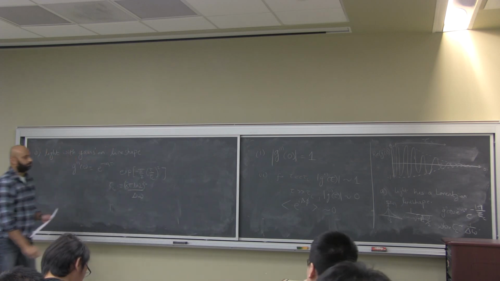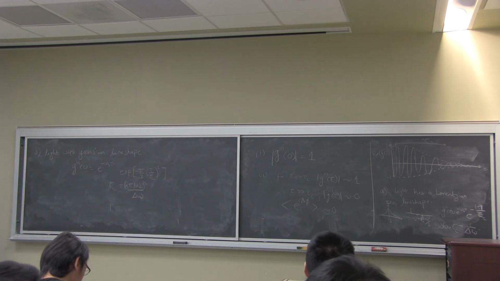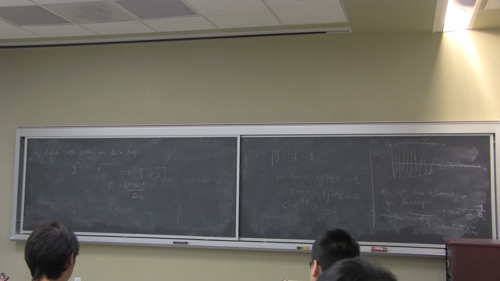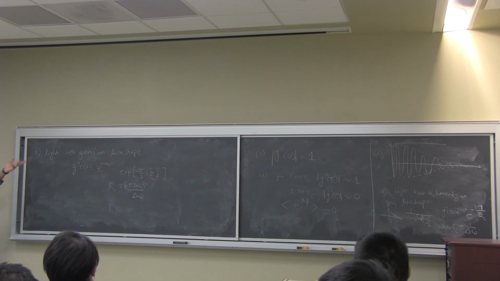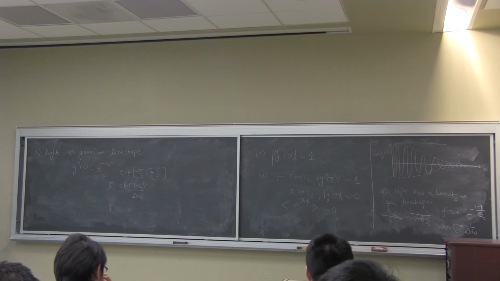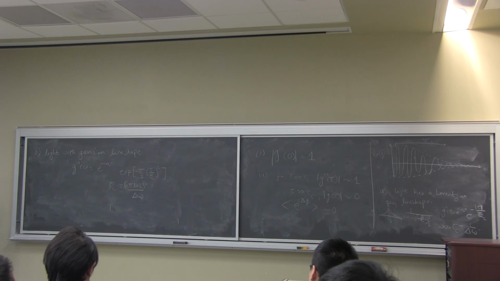Okay, so now I told you about the definition of the correlation function. I've told you how it's calculated in theory. You can ask, how do you measure it? Because in real life, you may have light with a Gaussian line shape, you may have light with some other line shape. You don't know what the line shape is. You want to determine it. You want to determine the coherence time, and you want to determine the correlation function.